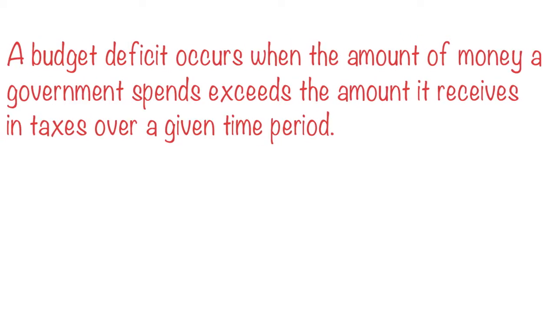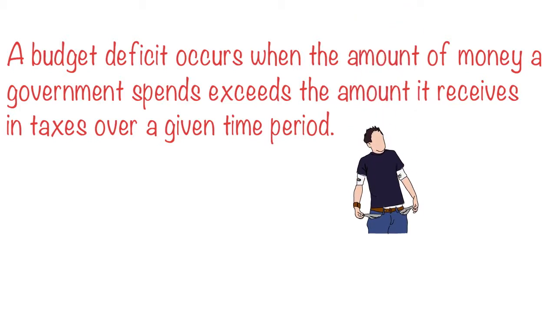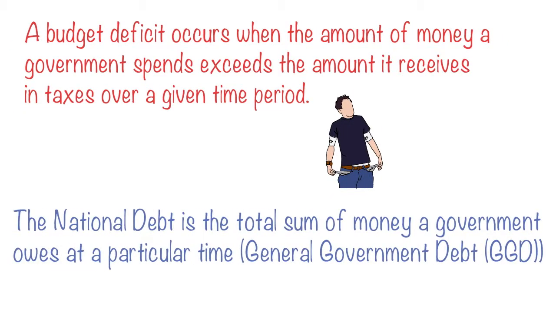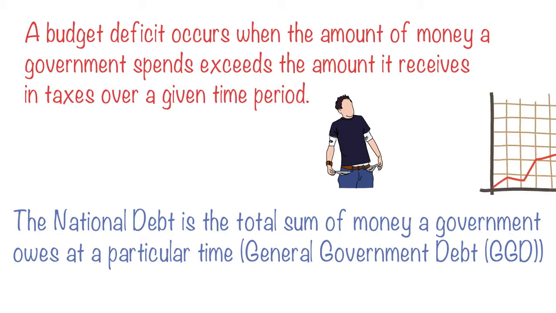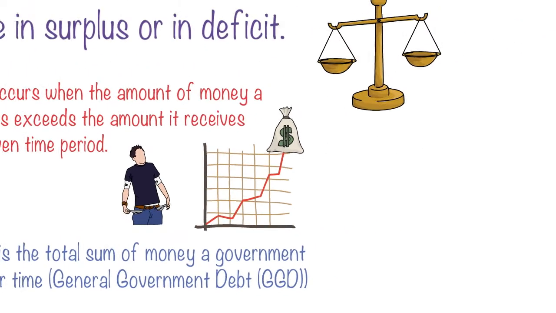Mainly, governments have a deficit, and a budget deficit occurs when the amount of money a government spends exceeds the amount it receives in taxes over a given time period. This happens quite often as governments exceed their budget and spend more than their tax. If this accumulates over time, it becomes a national debt, which is the total sum of money a government owes at a particular time. So this is accumulated debt over time, which sometimes can rise to excessive levels, which can hinder a government from borrowing day to day.